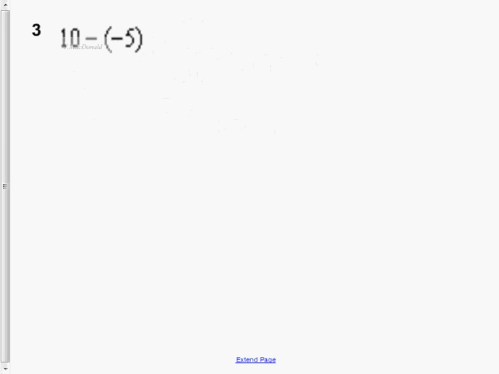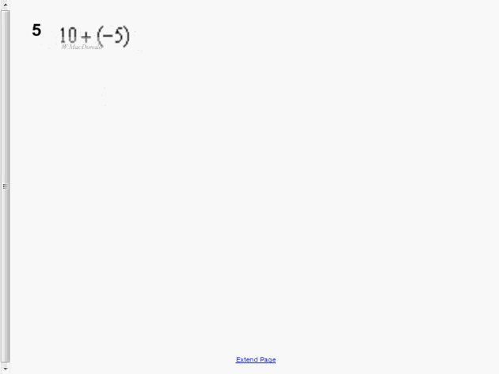Question 3 is a subtraction question. So instead of doing subtraction, keep 10 as 10, change subtraction to the opposite, which is addition, and use the opposite of the second one, which is +5. 10 plus 5 is 15. Question 4, 10 times 5 is 50. This is a positive. It's not written, but it is. This is a negative, so they're opposite signs, and different signs will always give you a negative product, -50.